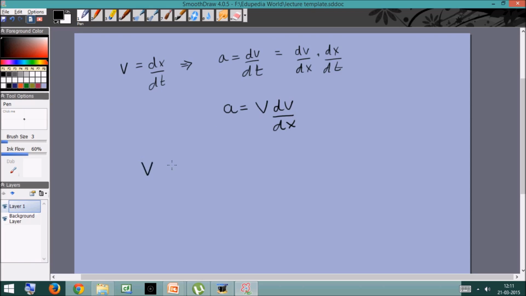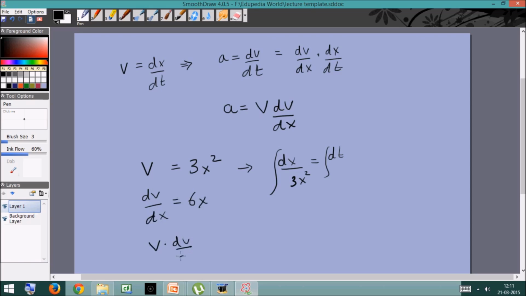So let's say I'm given v is equal to 3x squared. One way to go about it would be to write v as dx by dt, and then we would get dx by 3x square is equal to dt, and we can integrate. But if we only need to find out the acceleration, we do not need to go through this process to find out the position as a function of time first. We can simply see that dv by dx is 6x, and that means v multiplied by dv by dx is 3x square times 6x, which is 18x cube, which is the acceleration.